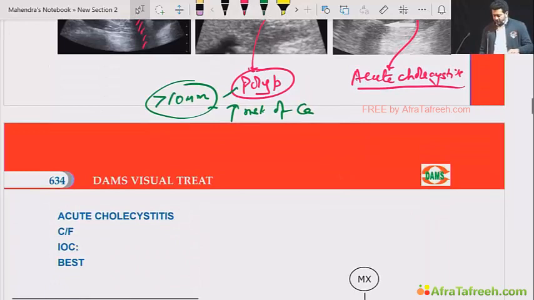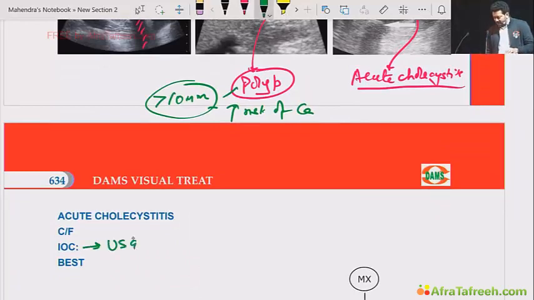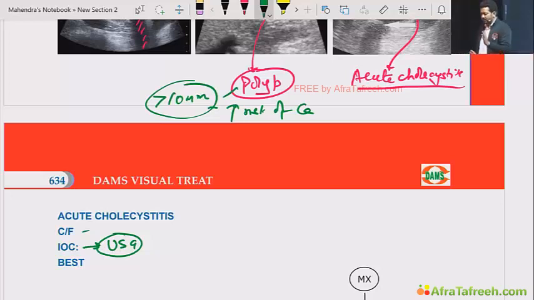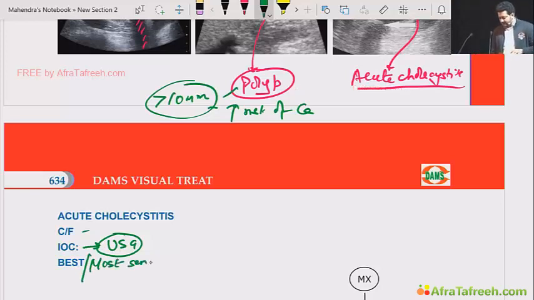So acute cholecystitis, investigation of choice is ultrasound. Clinically, you will see pain, guarding, rigidity, tenderness. There can be fever. There will be increased TLC count. So this is how you differentiate acute cholecystitis from a biliary colic. But what is the best investigation? This is an exam question. HIDA scan. The best or most sensitive investigation is HIDA scan.